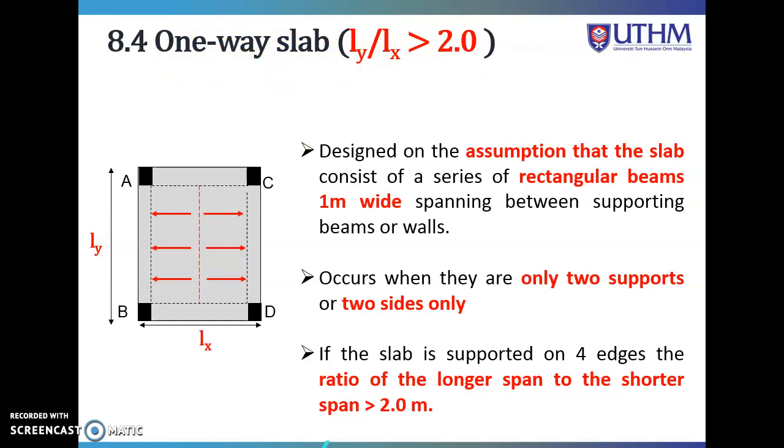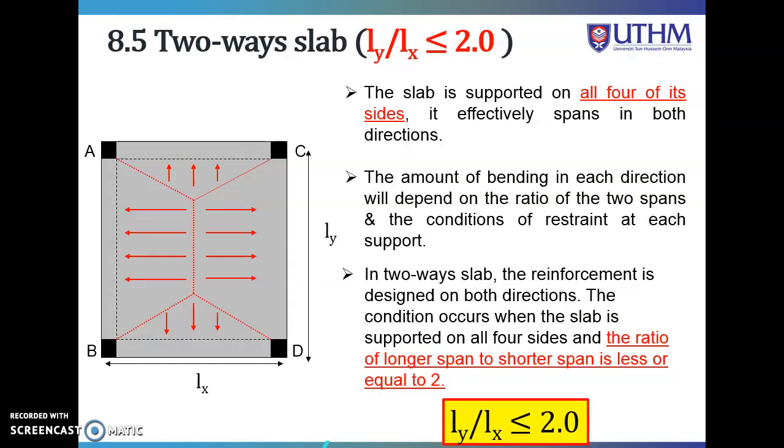Okay, now I would like to continue. Kita teruskan dengan macam mana kita nak design two-way slab. How we gonna design two-way slab? Okay, so two-way slab, of course, dia punya ratio, kat atas ni dah nampak dah, beza dengan one-way slab. Okay, so the ratio LY divided by LX less or equal than 2.